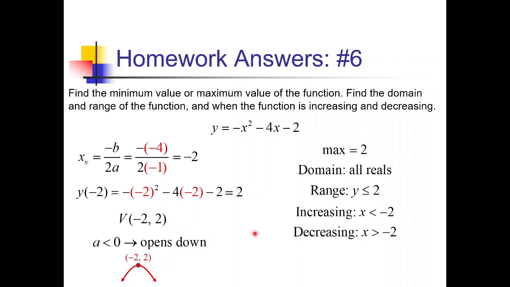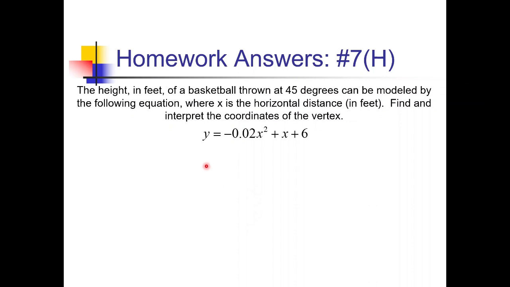For this problem, on the honors problem set here, they're telling us that the height in feet of a basketball thrown at 45 degrees can be modeled by this equation right here. Y equals negative 0.02x squared plus x plus 6. X is the horizontal distance in feet, and again, y is the height in feet. So we want to find and interpret the coordinates of the vertex of this thing.